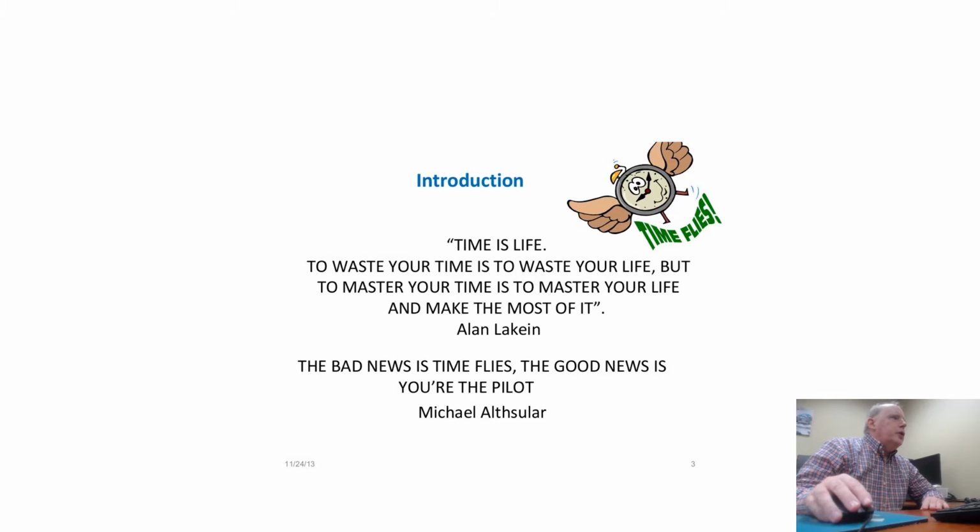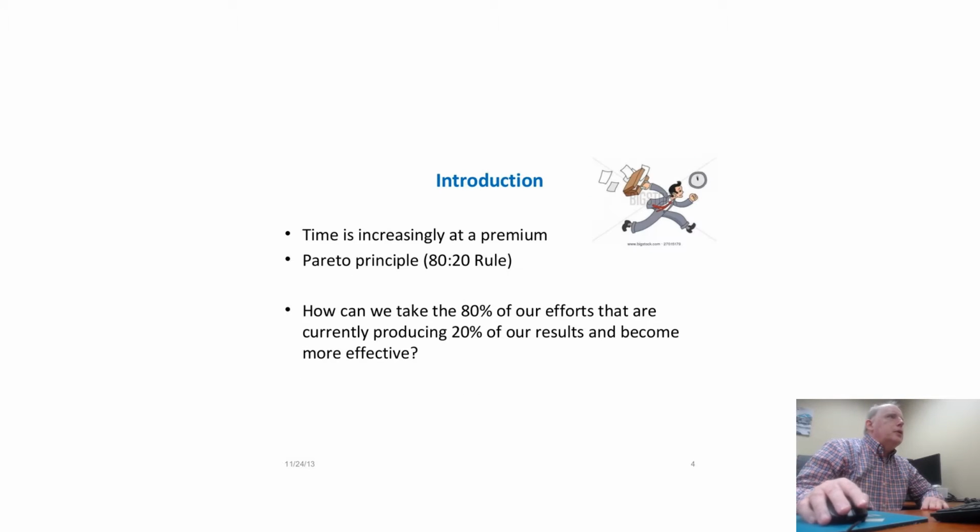So, okay, let's see if we can get to the introduction. Time is increasingly at a premium. The Pareto principle, the 80-20 rule. So 80% of our efforts are currently producing 20% of our results. That's the 80-20 rule. So can we take that 80% that are producing 20% of our results and become more effective?